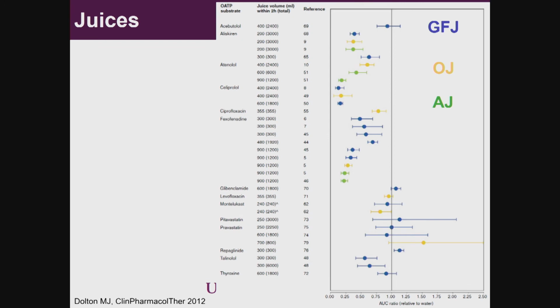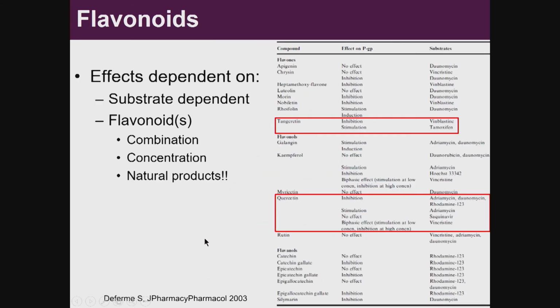Here's just an overview of different compounds, different juices, different strengths, different volumes administered. And so every substrate and every juice can have a different extent of effect on the AUC ratio, here depicted below. So flavonoid effects depend on which substrate is studied, what flavonoid is present, combinations thereof, concentrations of flavonoids, and we have to remember that these are natural products, right, food products. And so location, geography of growing them and harvesting time can all have impacts on the relative levels of these flavonoids.